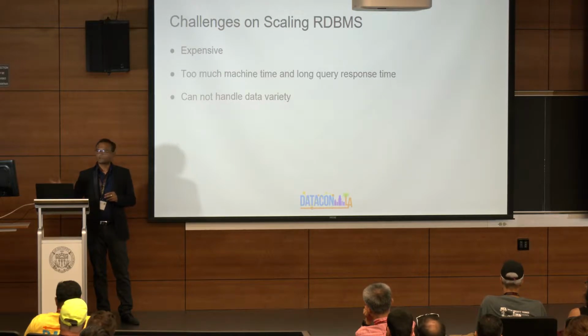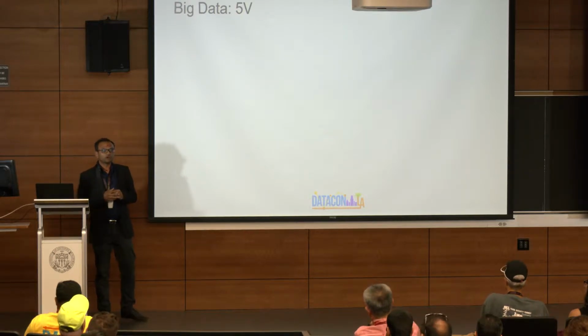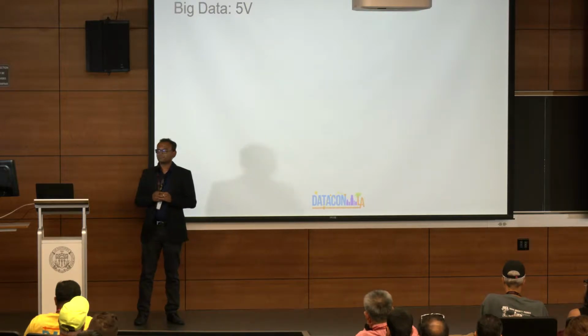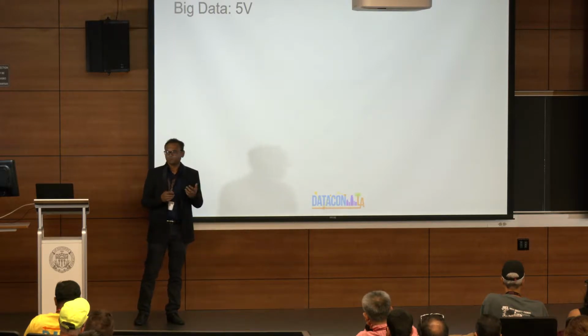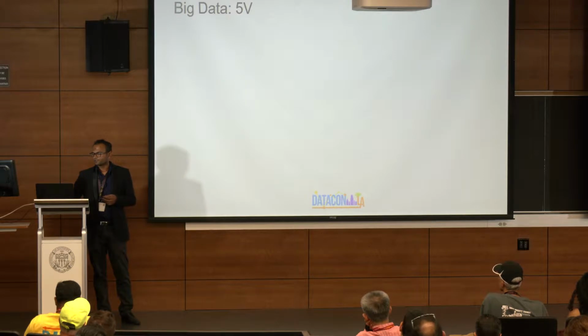There are several more, but these three are the key challenges to scale out RDBMS. Now to move on to describe big data, there are 5 V characteristics of big data. Someone describes it as 7 V, someone says 3 V, but I will go with 5 V and we'll go over what those characteristics of big data are.